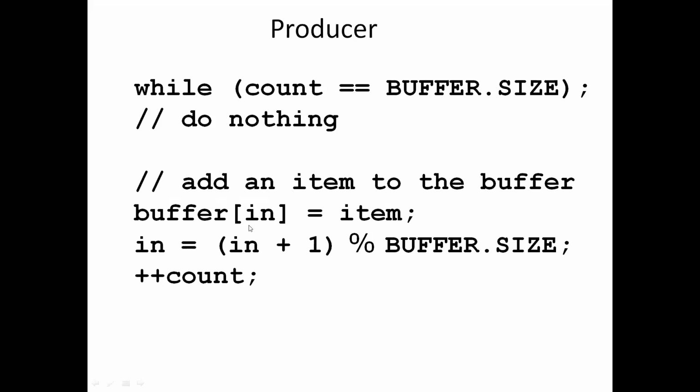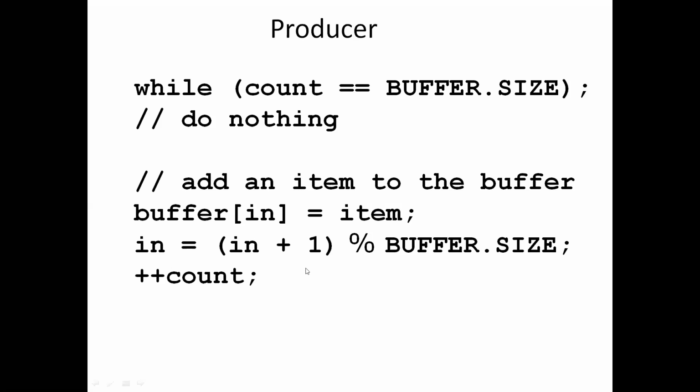Initially the in value is 0. The in value will be used to keep track of the circular queue. Buffer of in will be the first position in the queue, that is the 0th position, you just assume. If in is equal to 0, in the buffer of in place we need to add the produced item. Assume that the first item we have produced is 10. 10 will be stored in the first position in the buffer.